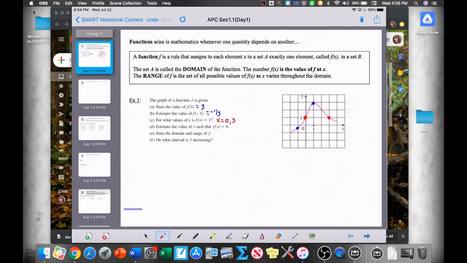Next, letter D, estimate the value of x such that f of x is 0. Again, where is our function 0? It looks like our function is 0 in only one place, right here. That's where it crosses the x-axis. And so that's about negative 2/3.